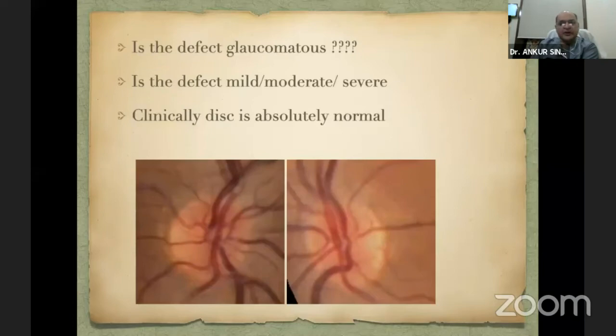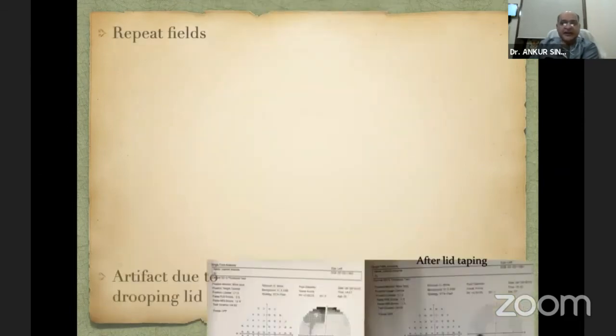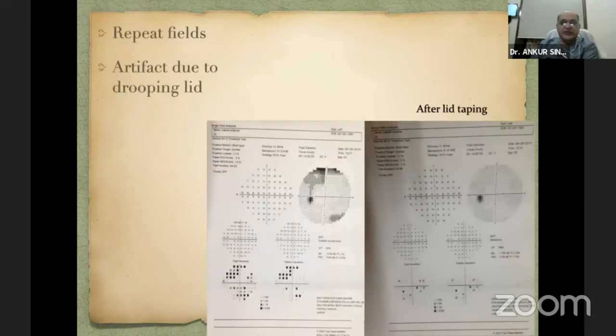But what about when we look at the discs? The discs are absolutely normal. So we went ahead and classified the visual field defect, but the discs are absolutely normal. So we repeat the fields. The problem was because of a drooping of the lid, and lid taping was important. So check the palpebral opening and pupil size before doing the visual fields.